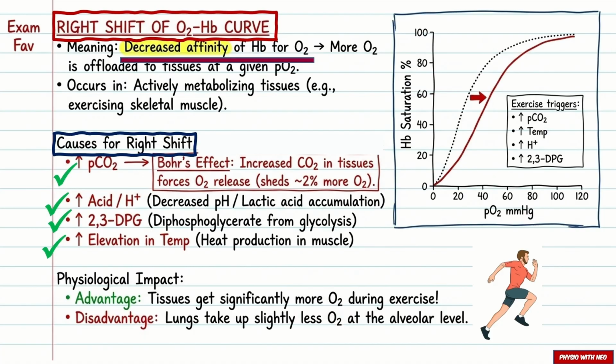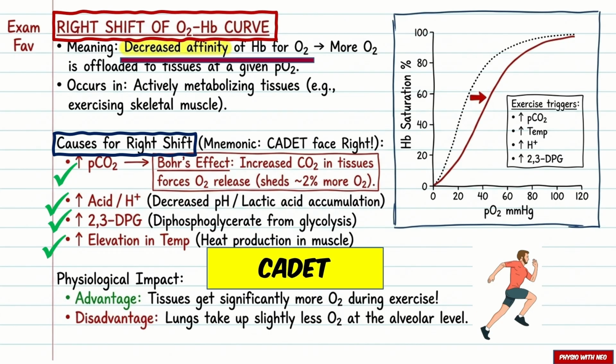You can remember this by the mnemonic CADET face right. Cadet: C for carbon dioxide, A for acid, D for 2,3-DPG, and ET for elevation in temperature.